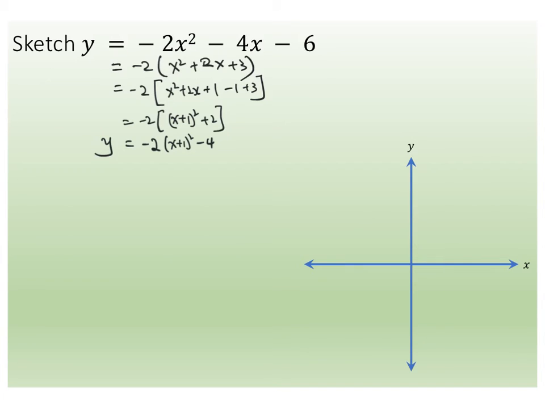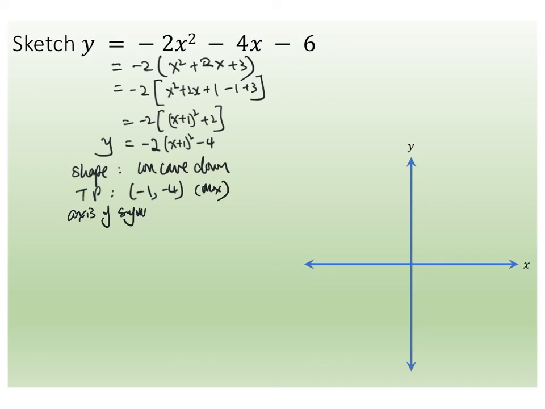So you now know that this is the turning point form. So let's start off with the shape. Concave down. The turning point, minus 1, minus 4. And because concave down, this is the maximum. Alright, and then the axis of symmetry is actually x equals to minus 1.